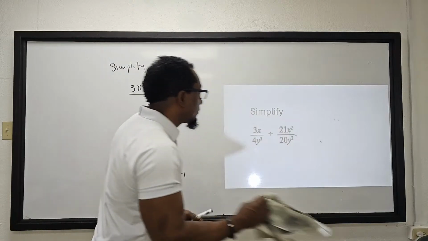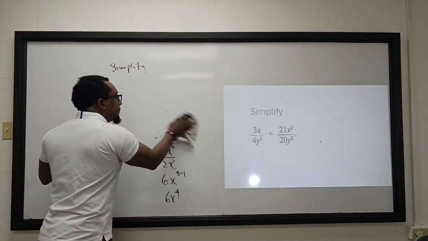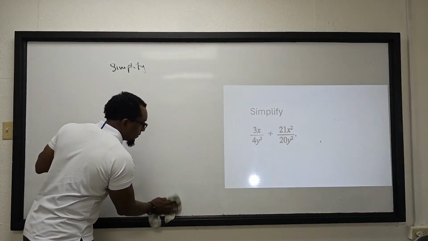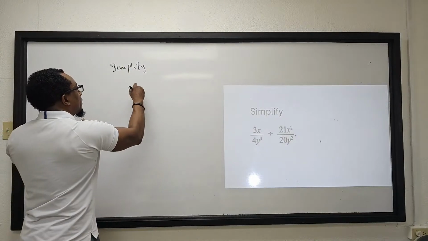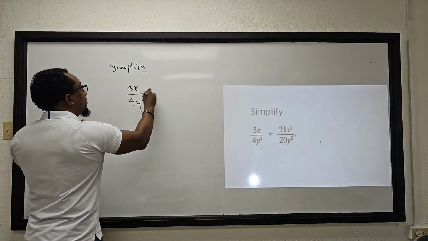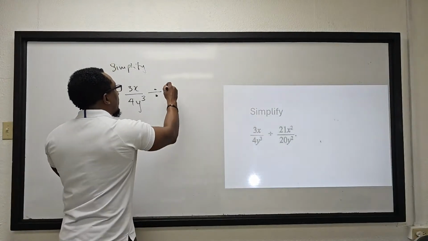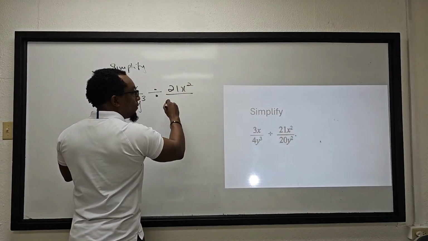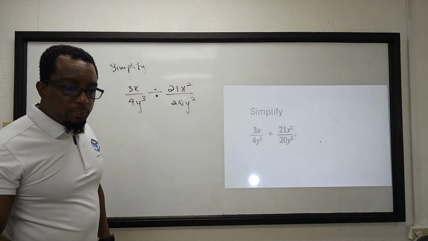We have to simplify 3x over 4y cubed divided by 21x squared over 20y squared. So how do we treat with such?